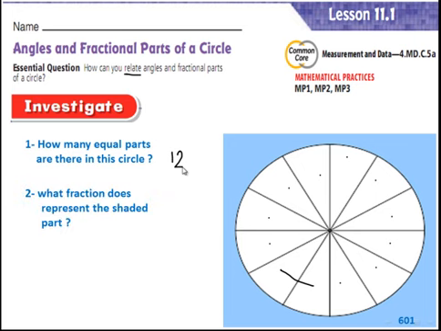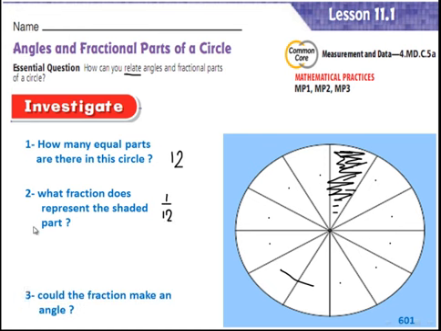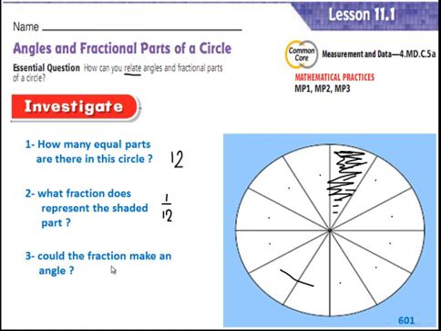And the second question is, what fraction represents the shaded part? If I shade only one part, like this, what fraction represents the shaded part? Excellent. 1 over 12. The third question is, could the fraction make an angle? Yes, this fraction makes an angle.